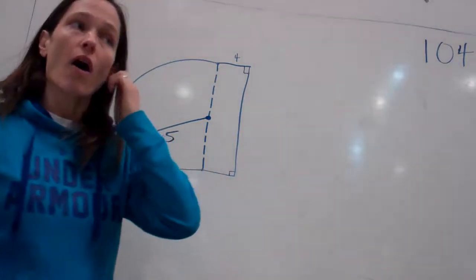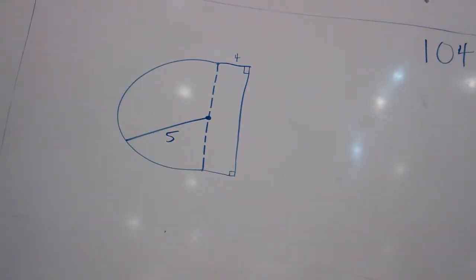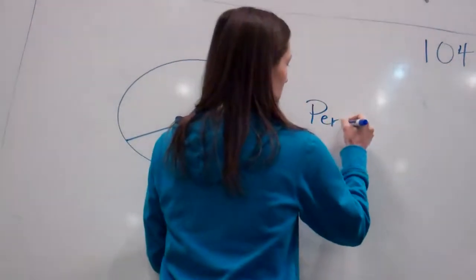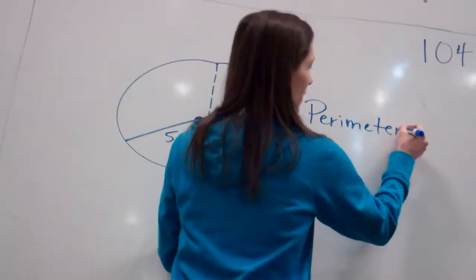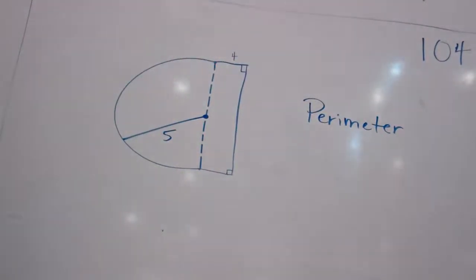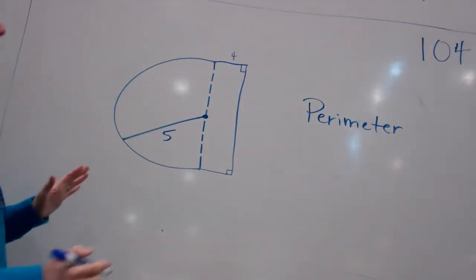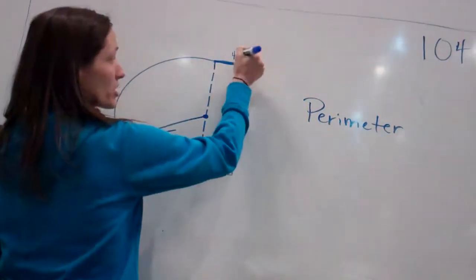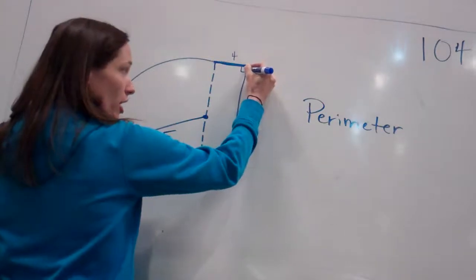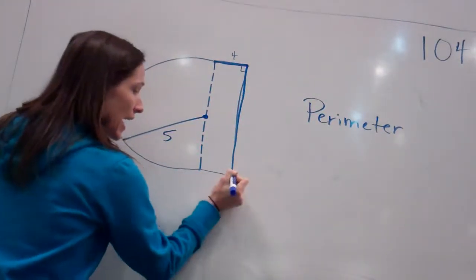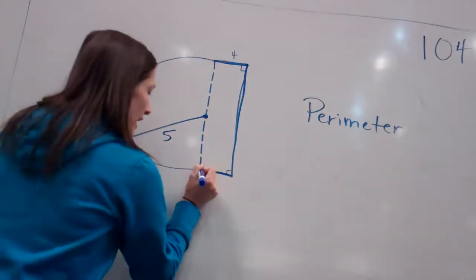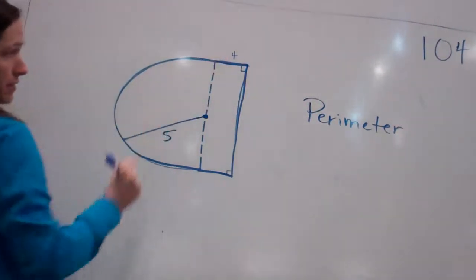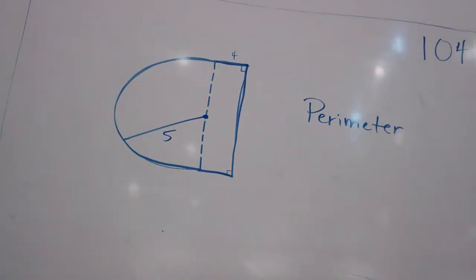Okay, on this figure, here's what they're wanting us to find. They're wanting us to find the perimeter. Now stay with me. The perimeter means that I want to know this, which they have is 4. I want to know this. I want to know this. And I want to know the outside of this. Does everybody understand the steps that we're going to take?